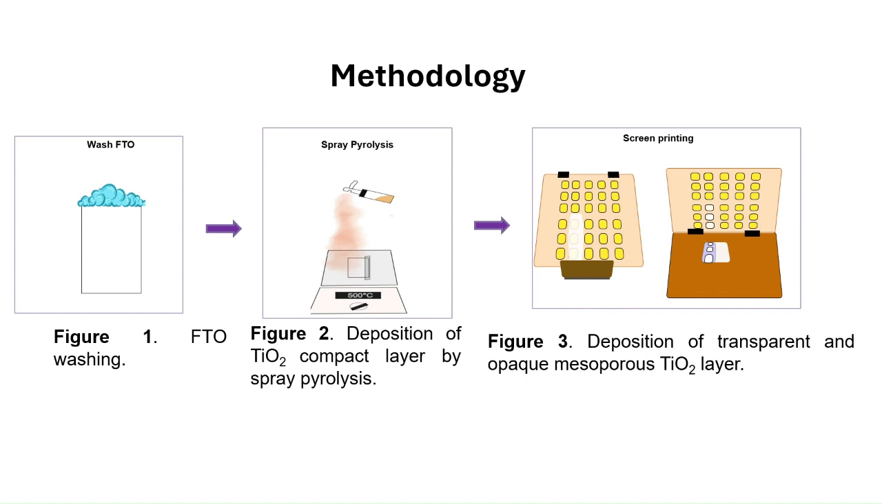Then the transparent and opaque layers that make up the mesoporous layer are deposited by the screen printing technique. The transparent layer is deposited first, which provides the surface on which the CdS quantum dots generated by the SILAR method will grow. Then the opaque layer is deposited. This layer serves to disperse the light passing through the transparent layer. This dispersion is beneficial because it increases the possibility that the incident light is absorbed by the sensitizer.